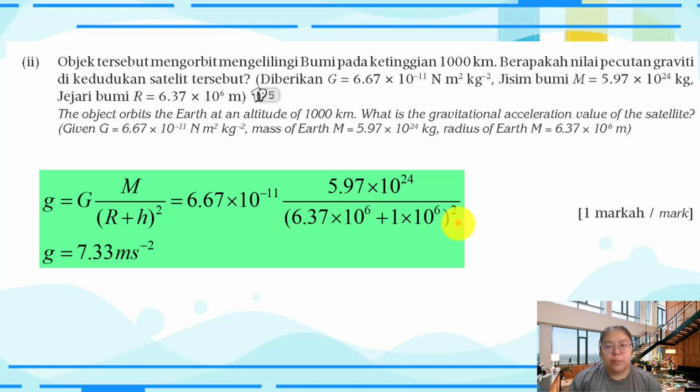Now the bottom one, divide, because the object is not exactly at the surface, it's out of the surface. How many? 1000 kilometers. So we need to add. This one is the radius, plus 1 times 10 to the power of 6, because this one is 1000, then kilometer is 1000 again, so becomes 6, then squared. The final answer for the gravitational acceleration is 7.33 m s to the power of negative 2.